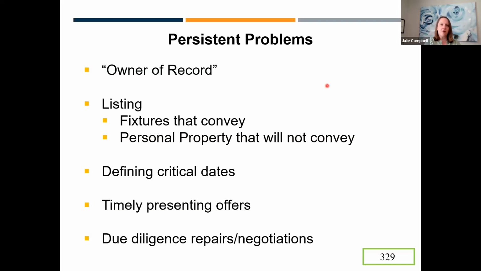So habits not to start. If you've already started any of these habits, stop it. That's why they're called persistent problems.